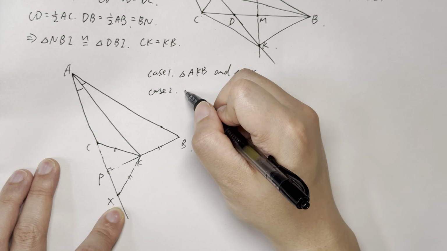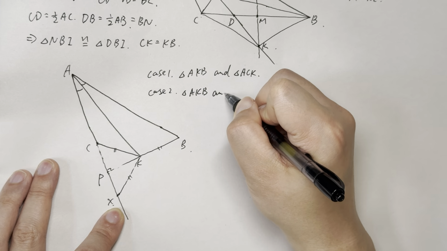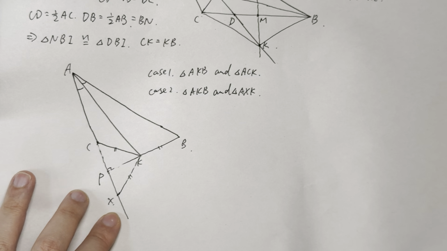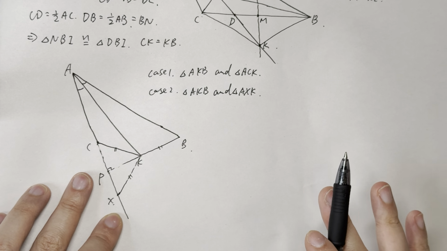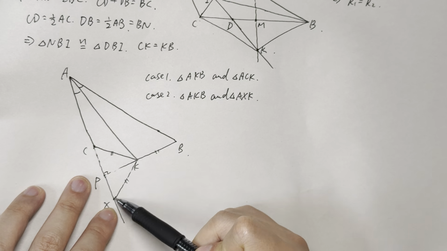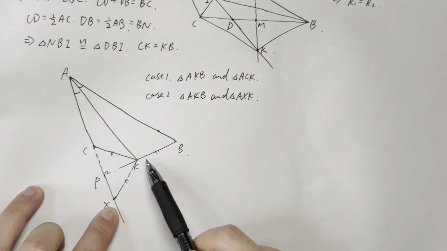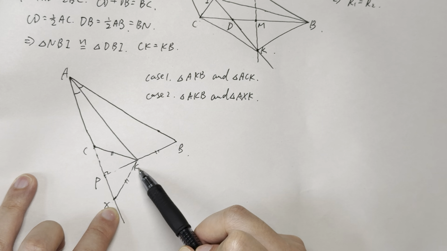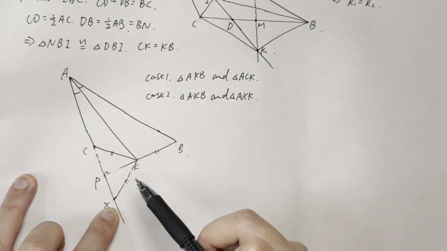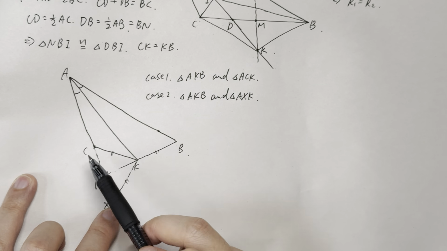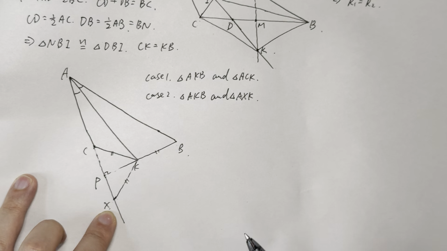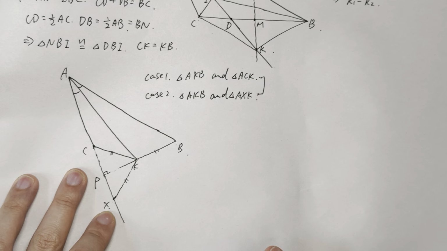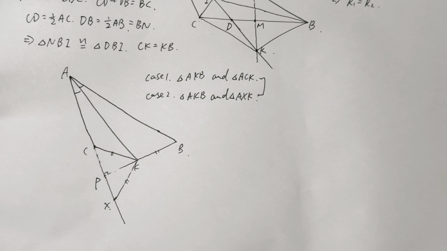And we have case 2 for triangle AKB and triangle AXK, right? For both cases, they guarantee that the edge KX or KC equals KB, and they share an edge AK, and AK is an angle bisector of angle BAC, right? So let's think about these two cases.